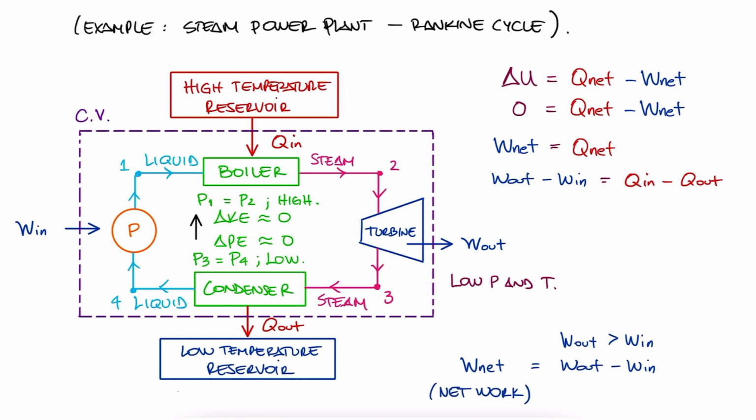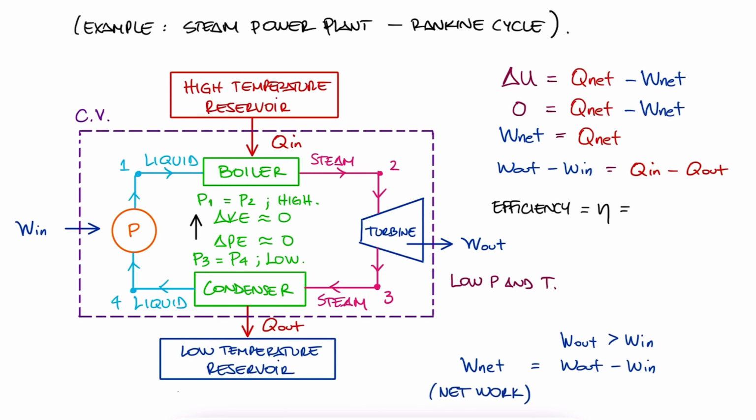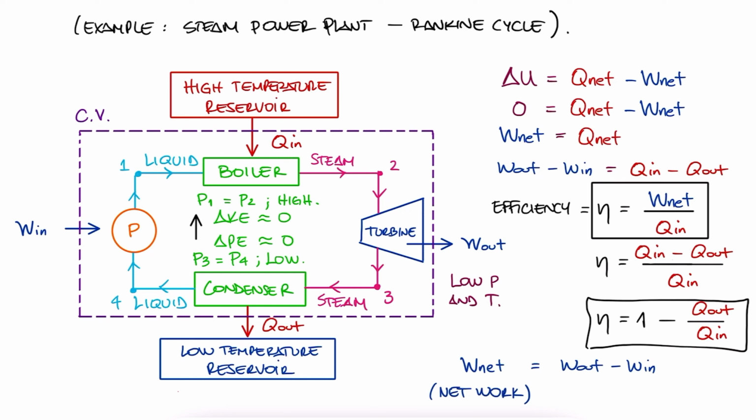The efficiency of cycles like these, and this is going back to one of the first lectures of this course, which are usually defined as how much work you're getting out of the amount of energy you're putting in, would be W net over Q in, or using the expression we just obtained, Q in minus Q out over Q in, or 1 minus Q out over Q in.